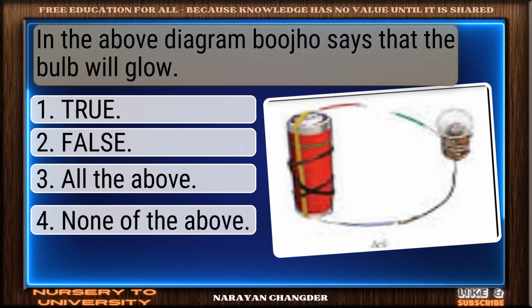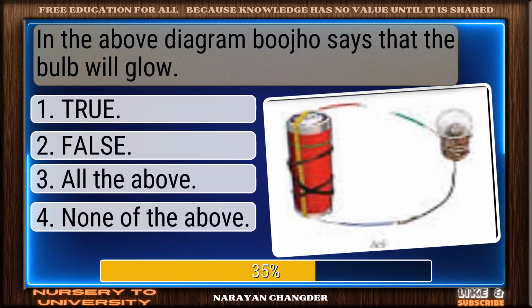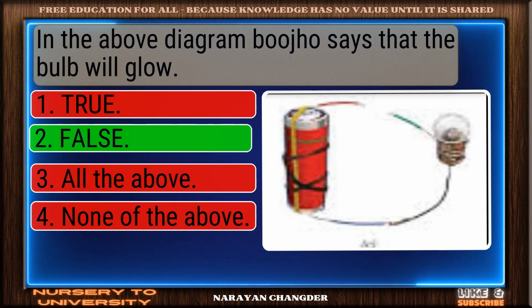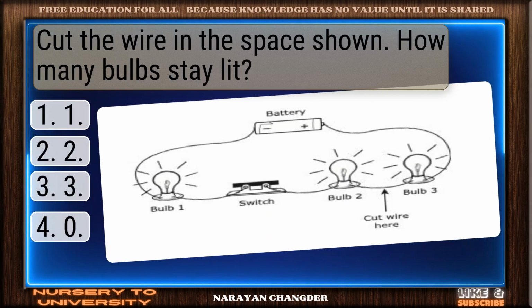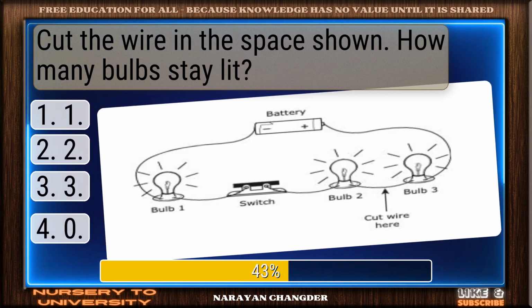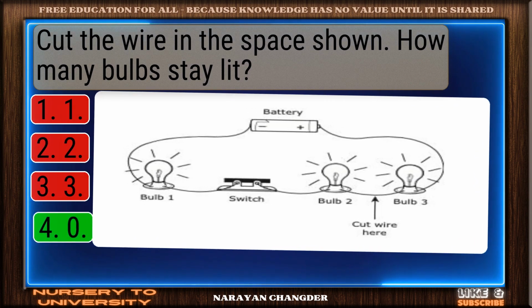In the above diagram, Bouchot says that the bulb will glow. You're right. False is the correct answer. Cut the wire in the space shown. How many bulbs stay lit? Well done. Zoe is the right choice.